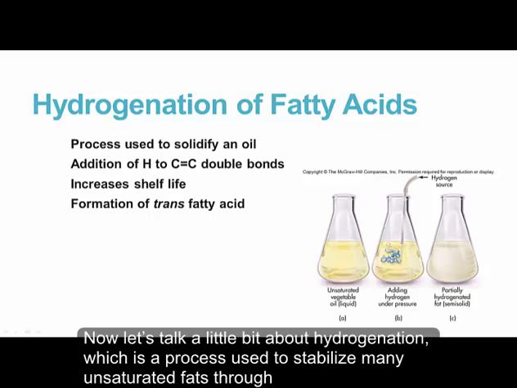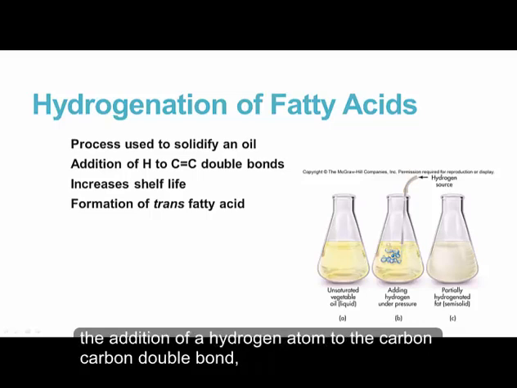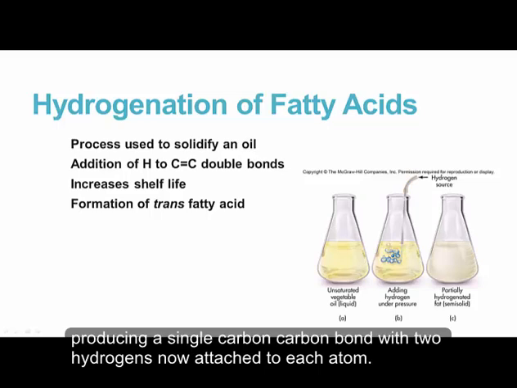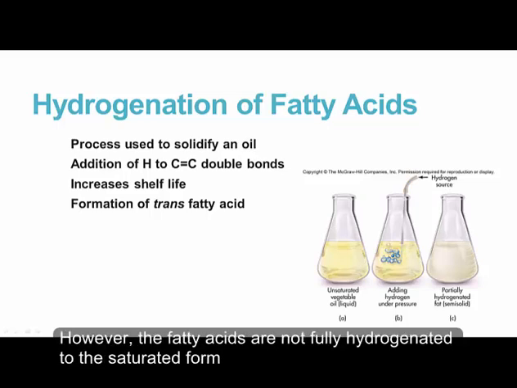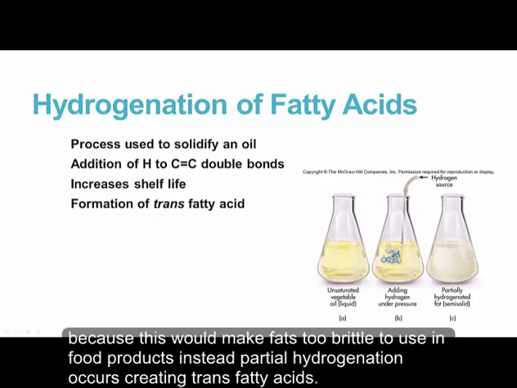Now, we'll talk a little bit about hydrogenation, which is a process used to stabilize many unsaturated fats through the addition of a hydrogen atom to the carbon-carbon double bond, producing a single carbon-carbon bond with two hydrogens now attached to each atom. However, the fatty acids are not fully hydrogenated to the saturated form because this would make fats too brittle to use in food products. Instead, partial hydrogenation occurs, creating trans fatty acids.